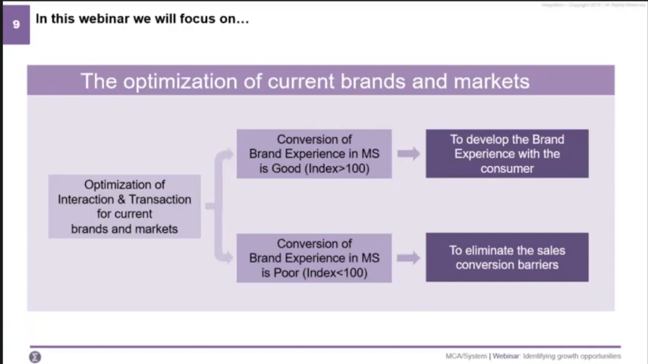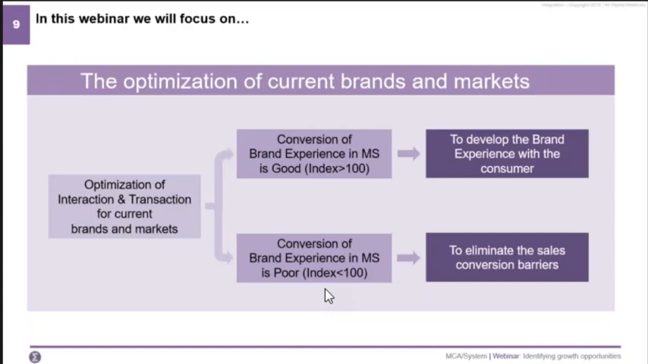And we're going to look at it in two scenarios. One is if your conversion from brand experience into market share, so if your transaction ratio is good, then how do you use this tool to find growth? And then we're going to look at the other scenario, which is when your conversion rate from brand experience to market share is poor, where would you go looking? Okay, and the reason that we've split those two things is because they lead to different sets of insights and therefore different sets of actions.